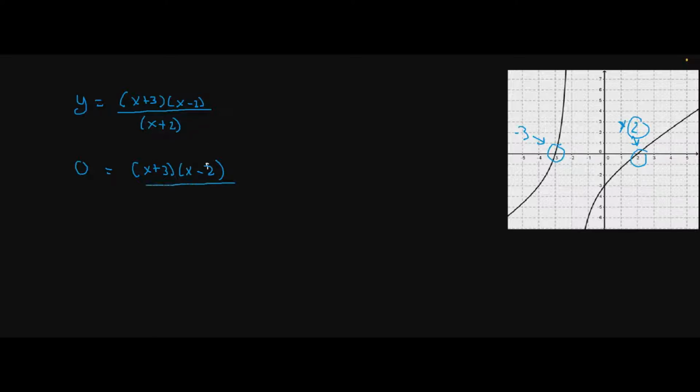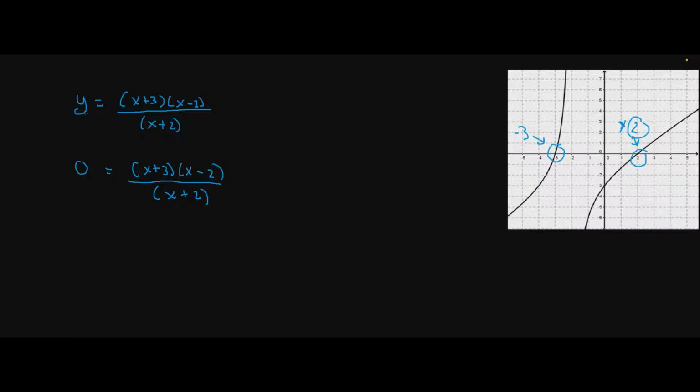So we get 0 equals x plus 3, x minus 2, all divided by x plus 2. I'm still getting used to this tablet. All right, so now what do we do? Well, we want to solve for this function.